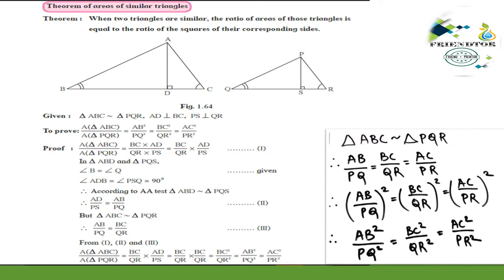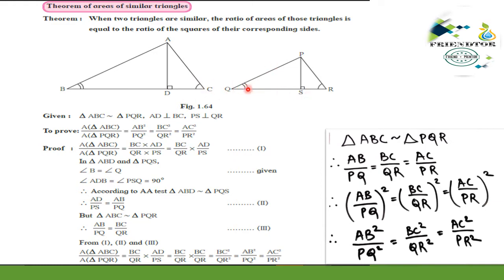Alright, so let me choose a pointer. Let's read the statement first. When two triangles are similar, the ratio of areas of those triangles is equal to the ratio of the squares of their corresponding sides. If you see, these are two triangles, triangle ABC and triangle PQR.